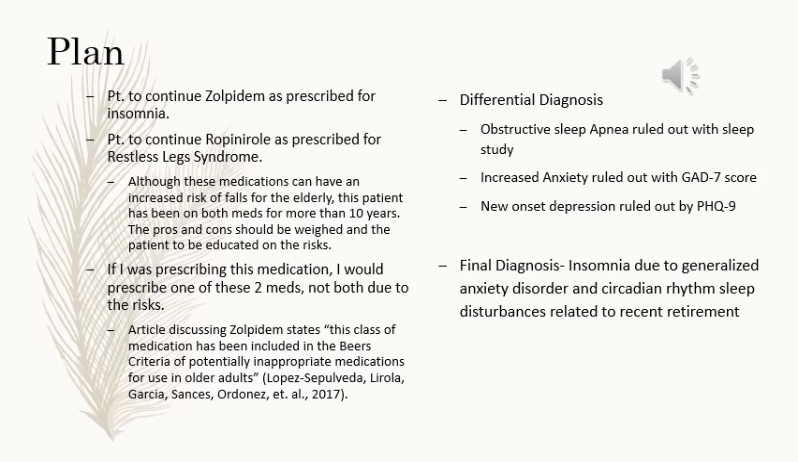Plan for this patient. He should continue taking his zolpidem as prescribed for his insomnia. He should also continue to take his ropinirole as prescribed for restless legs. And I did find that although these medications can have an increased risk of falls for the elderly, this patient's been on both meds for more than 10 years.